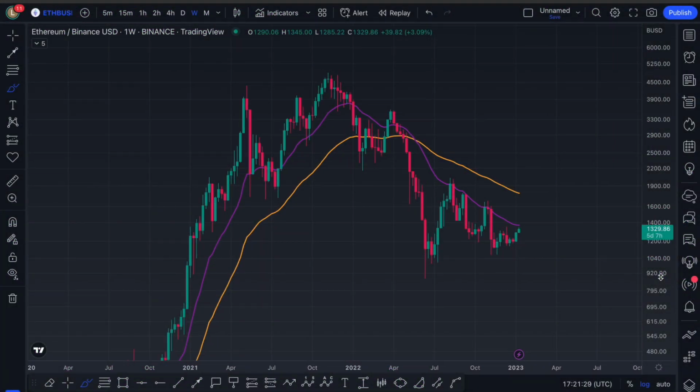We're looking at Ethereum here on the weekly time frame. Thank you for your patience. I will be making Ethereum updates more often now, but we're going to start off with a clear chart.